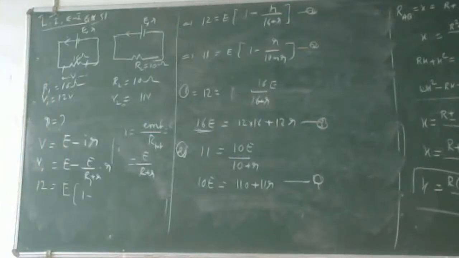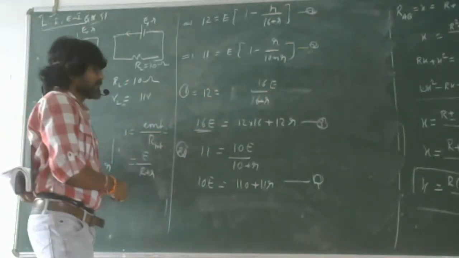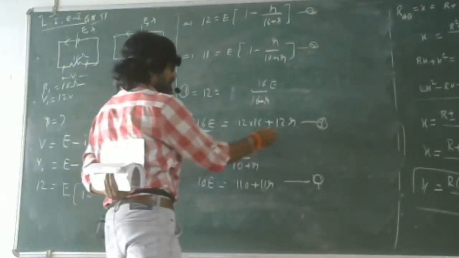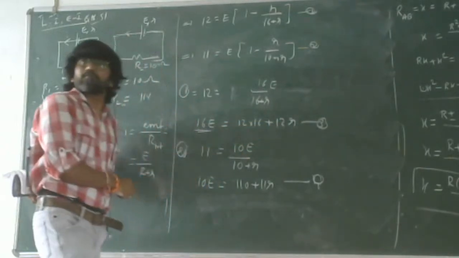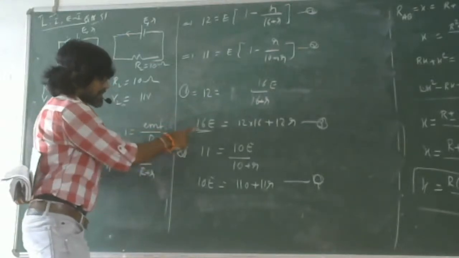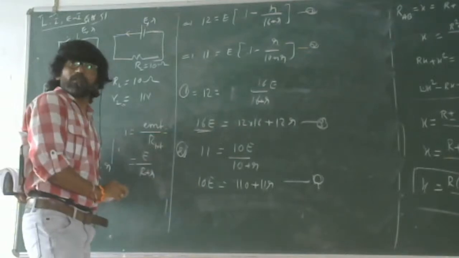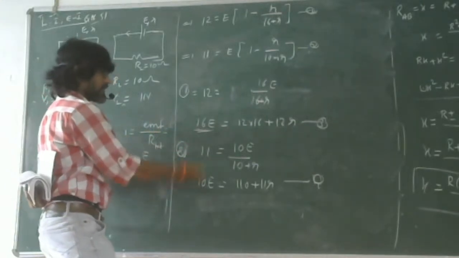How to do that? If you divide this by 8 throughout, what will you get? This is 2E. Throughout, if you divide by 8, it will be 2E and this will be 10. So to make this also 2E, you have to divide this by 5 throughout. Then you can try to eliminate E.